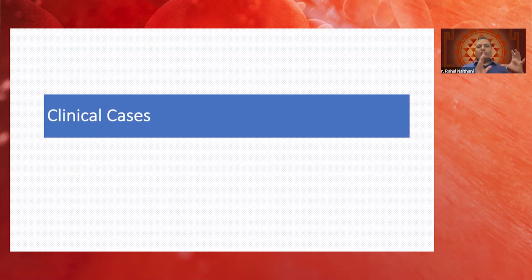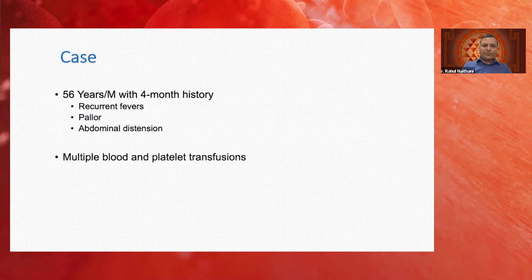Now, we have understood what to take in history and what to look for in clinical examination. And once we have zeroed in on the differential diagnosis, I'll share some clinical cases of massive splenomegaly, because that was the topic assigned. And listen carefully. This is a 56-year-old male who presents with a 4-month history of recurrent fevers. He had pallor, he had abdominal distension, and in a lot of our situations, abdominal distension basically means hepatosplenomegaly.